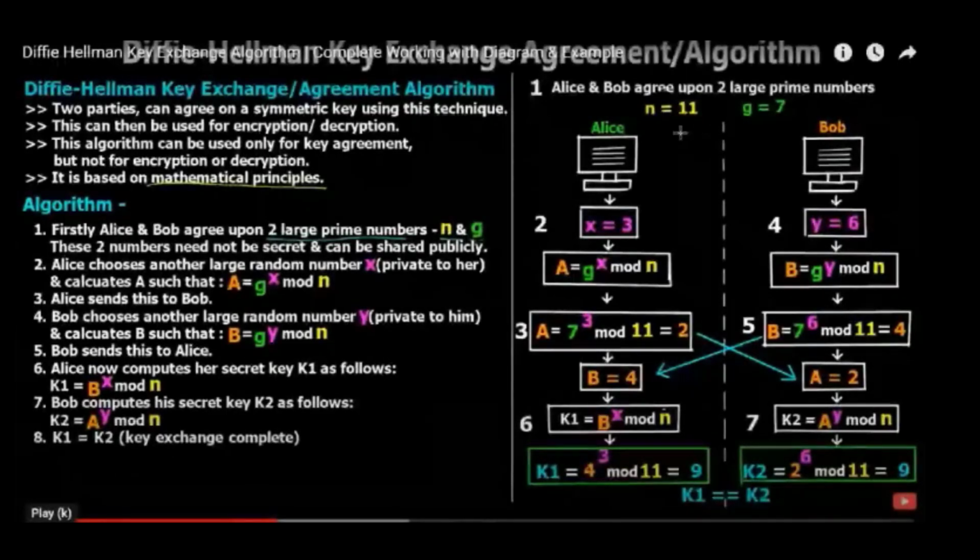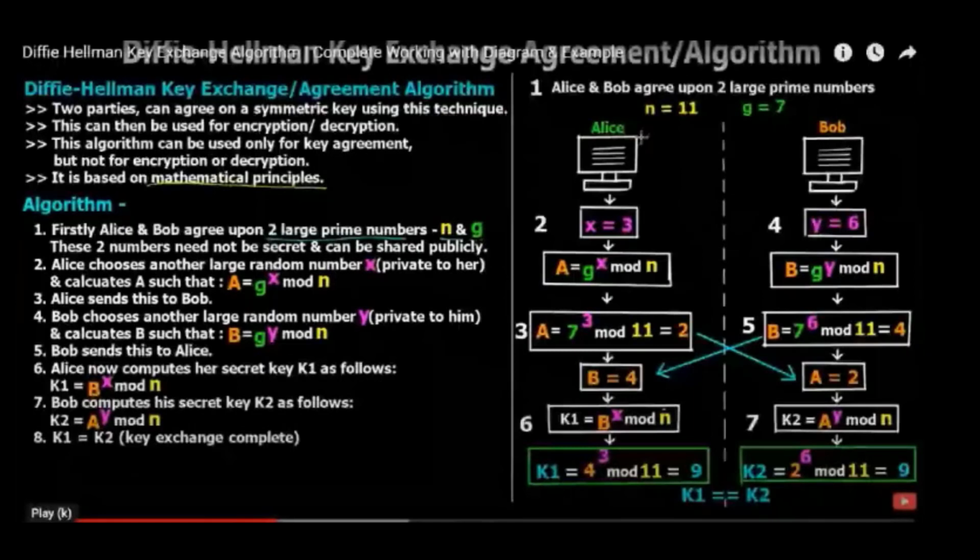So one is N and the second one is G. Okay, N and G. So N equal to 11 we are selecting here, and G equal to 7 we are selecting here. Now Alice is having N and G, Bob is having N and G. So if the attacker captures this N and G also, no issues for us, no problem. Let him capture it. Now, this is step number 1.